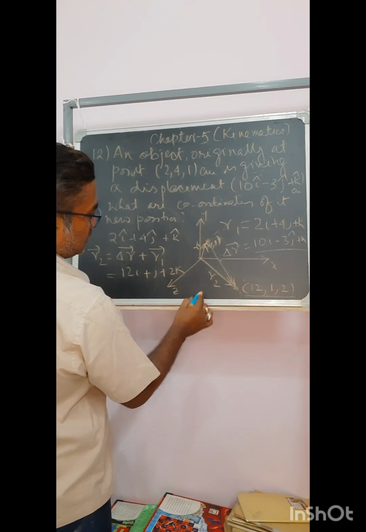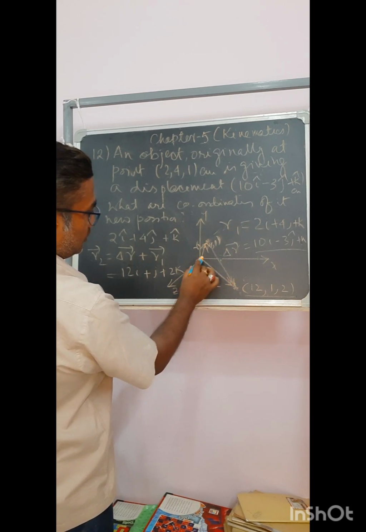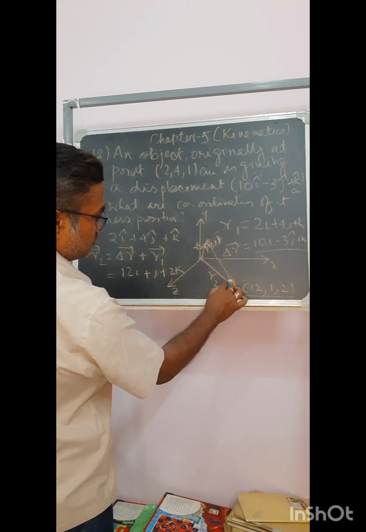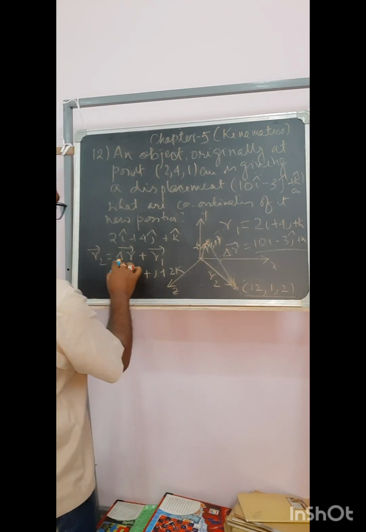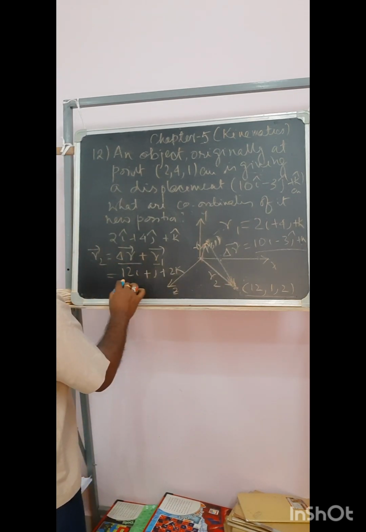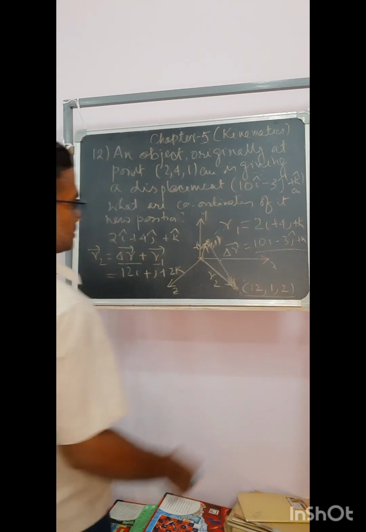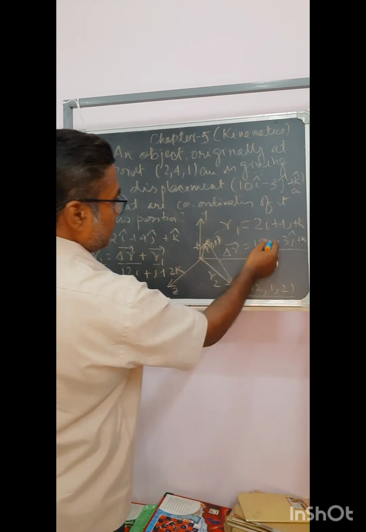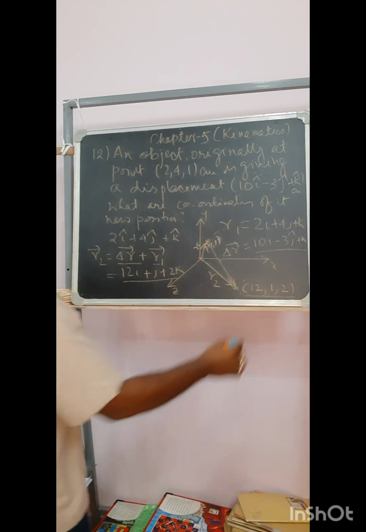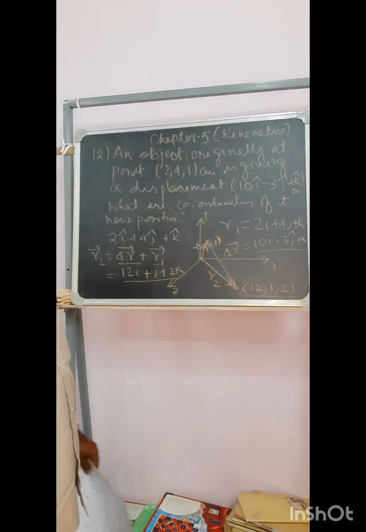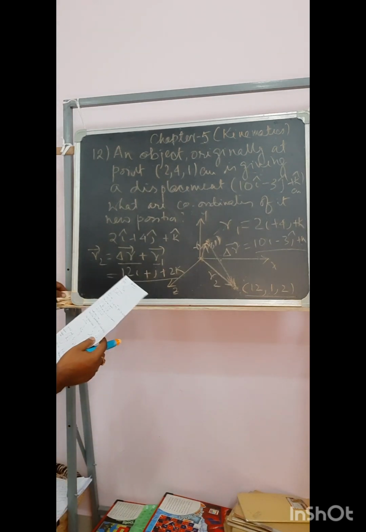Now, seeing the direction and following the triangle rule, these two vectors are clockwise and this is anticlockwise. So this plus this is equal to R2. So R2 will be delta R plus R1. Adding these two vectors, only the coefficients of the unit vectors will be added. So adding this, I am getting some point here. That is the final coordinate of the point. Understood?